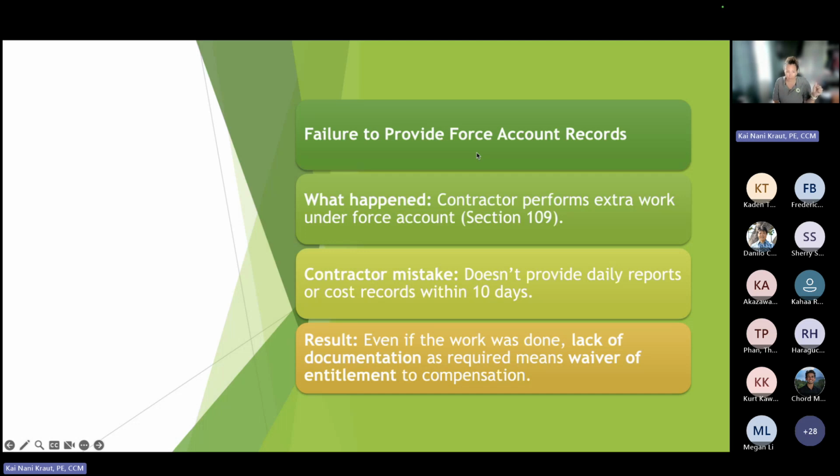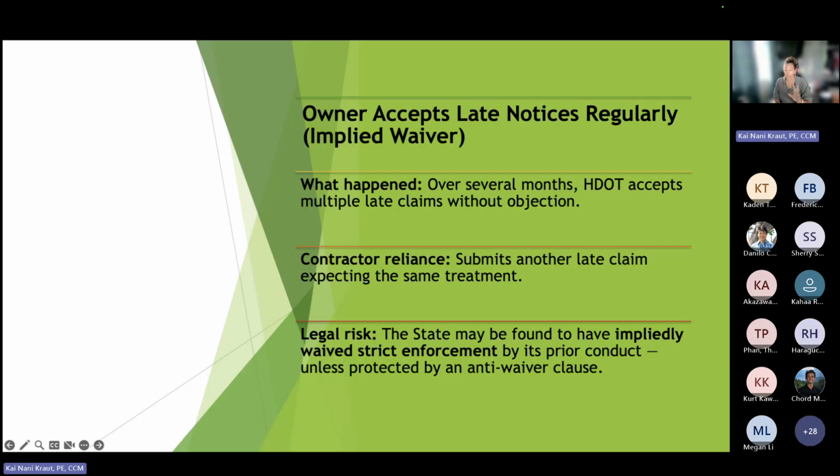So this is another example. Failure to provide force account records. What happened? The contractor performs extra work. It doesn't provide daily costs within 10 days. Even if the work was done, lack of documentation as required means a waiver of entitlement to compensation. We can talk more about that. I'm not quite sure, but again, if they're not following it, we could do a unilateral, we can pay them, and they start to waive their rights under the contract. So timeliness is key. Again, if they want an extension, they have to do it in writing, so we preserve our rights under the contract.